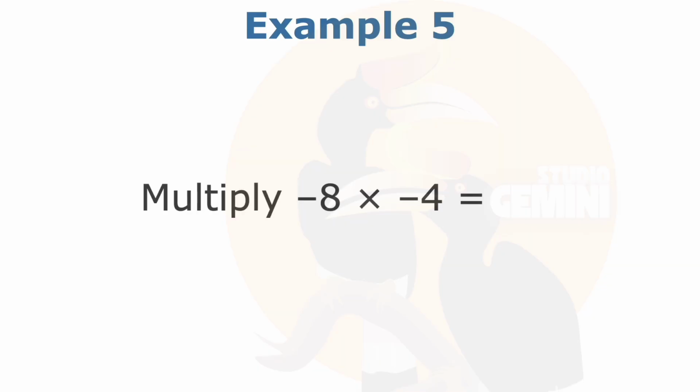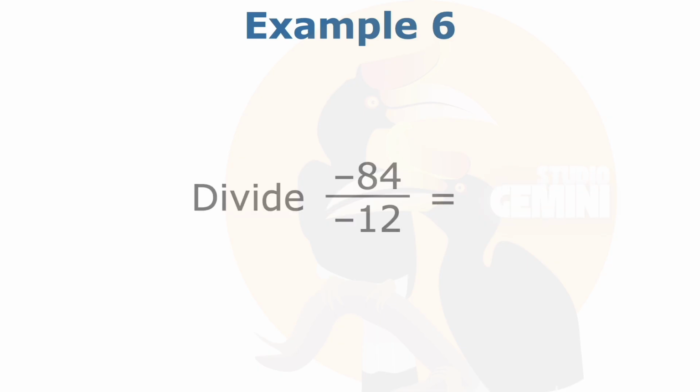First, we want to multiply negative 8 times negative 4. 4 times 8 is 32, and we know that our result is positive since we multiplied two negative integers, so negative 8 times negative 4 is positive 32. Here we have negative 84 divided by negative 12. Both of these integers are negative, so we know our result will be positive, and 84 divided by 12 is 7, so our quotient is positive 7.